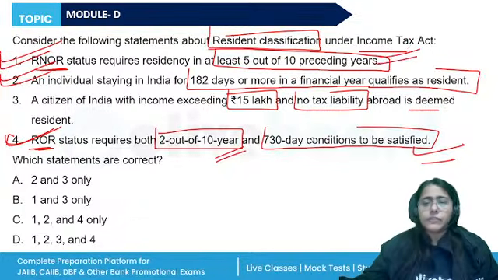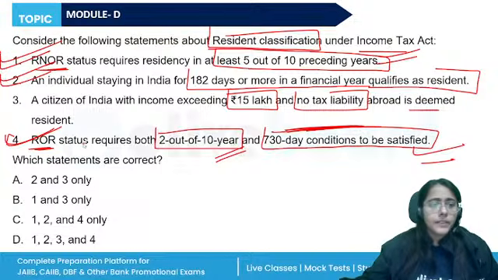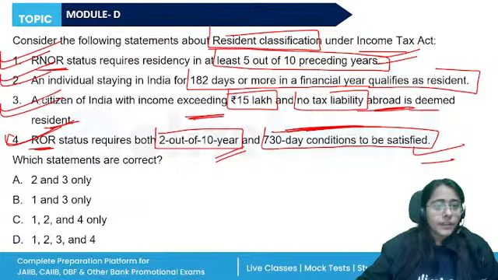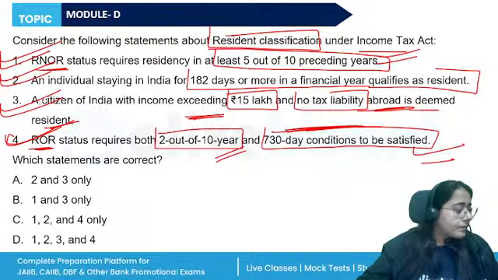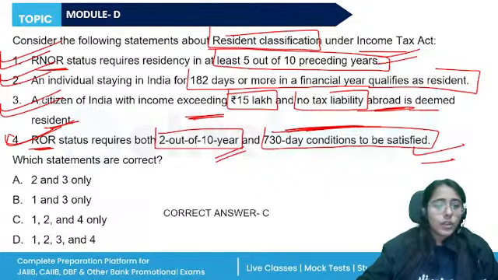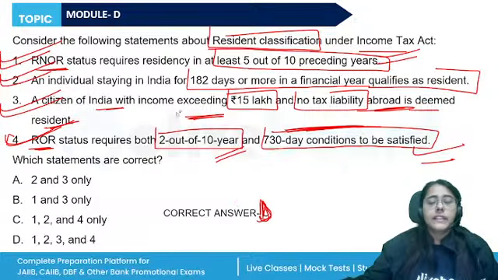Only one statement is fulfilled, second statement is not fulfilled. Third statement says a citizen of India with income exceeding 15 lakh with no tax liability abroad is a deemed resident. This should also be correct, right? So I think all the four statements should be true. C, 1, 2, and 4. No, it should be D. All right. A citizen with income exceeding 15 lakh rupees and no tax liability abroad is a deemed resident.